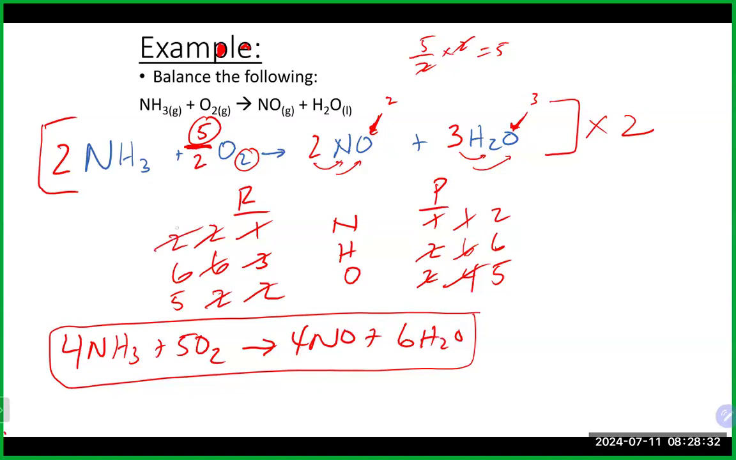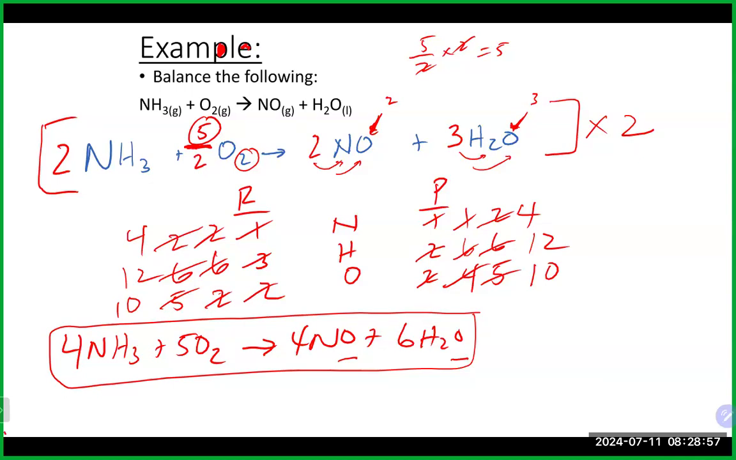We have 4 nitrogens. We have 4. We have 4 times 3, which is 12 hydrogens. And 6 times 2 is 12. And 5 times 2 is 10. And we have 4 here, oxygens, and 6 more make 10. And we are balanced. Any questions on that one there?